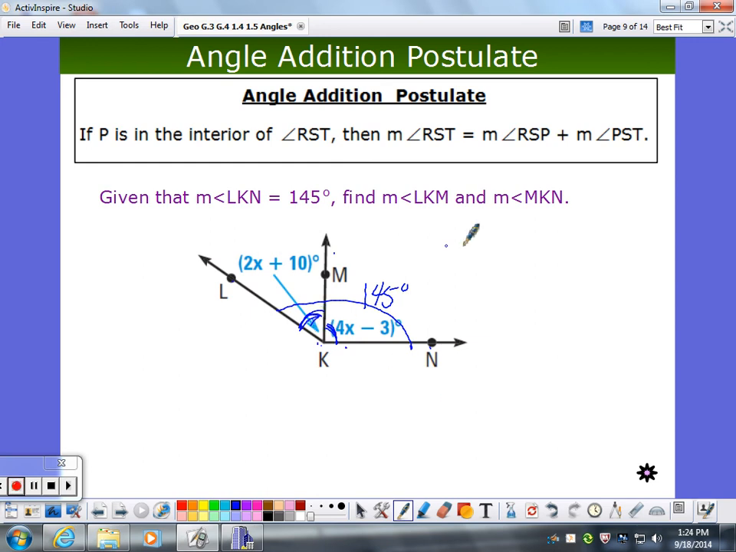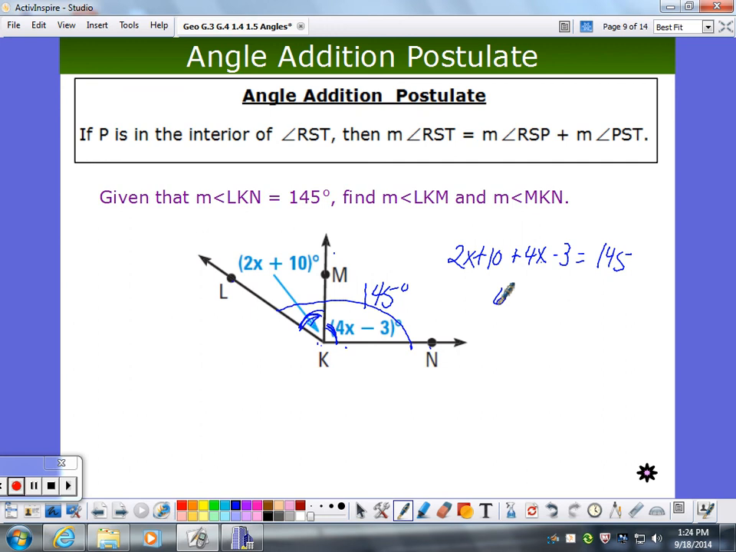So this measure is whatever 2x plus 10 degrees is, right? Plus this 4x minus 3 degrees. If you add all that together, you should get 145 degrees. So does this part just make sense? It's a lot like segment addition, just adding two pieces to get the whole. So let's finish that up there.